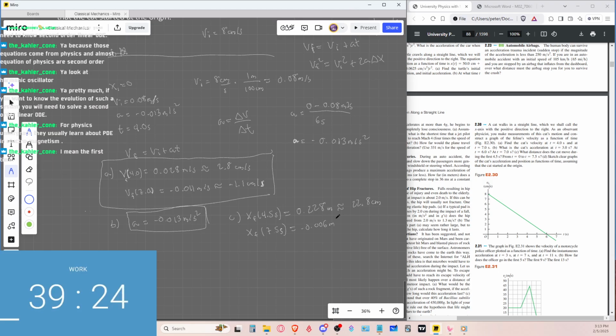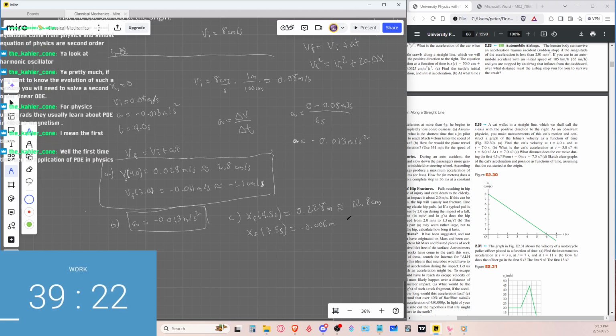Times 100. I want to see how many centimeters it is. So the cat actually goes back a little bit. So negative centimeters.